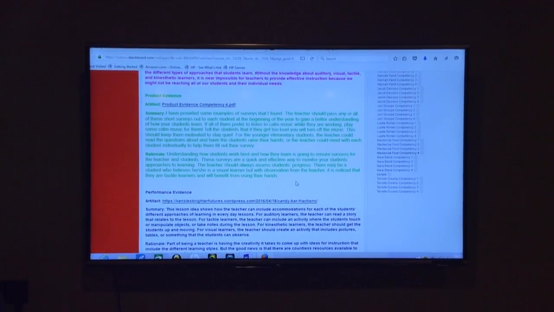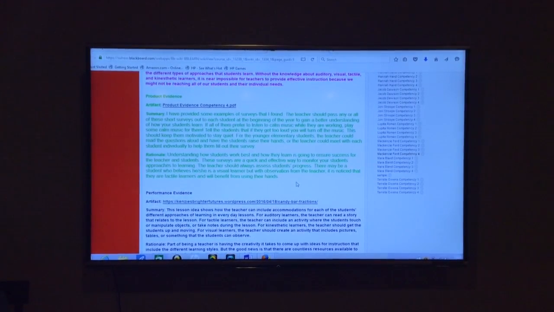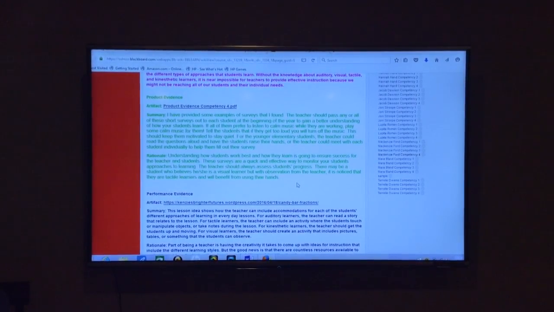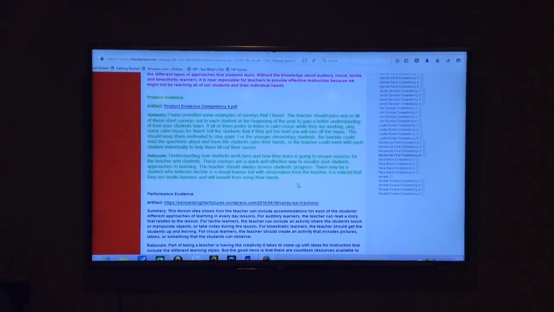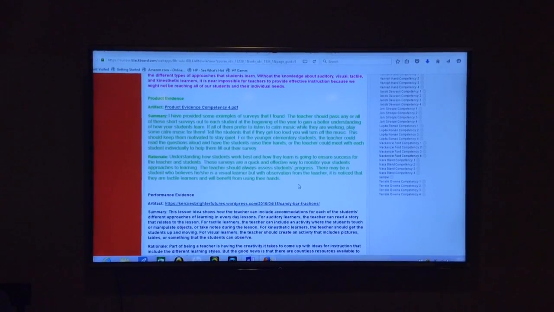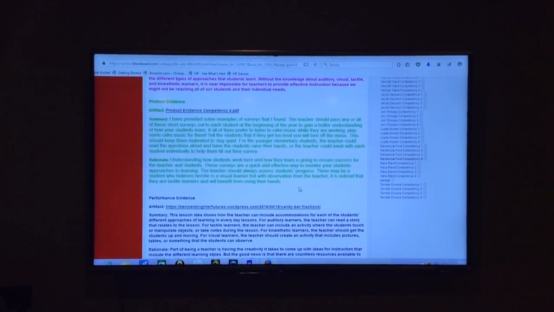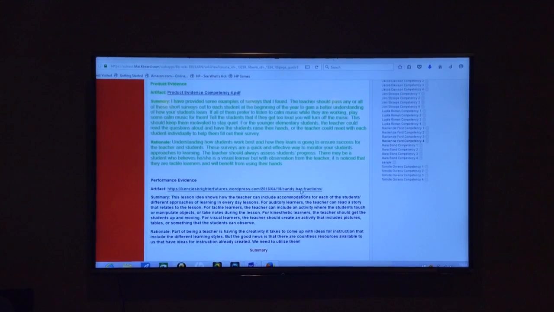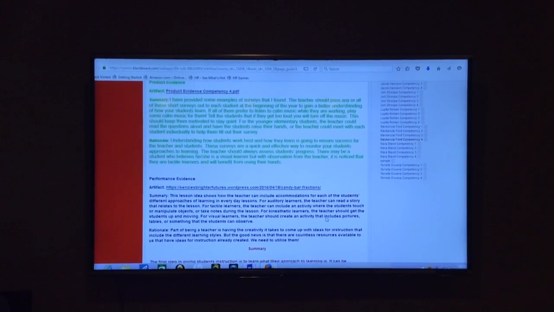So understanding how our students work best and how they learn is going to ensure success for the teacher and the students. And these surveys are quick and effective, and they can also be used to assess your students. So you might want to do them a few times throughout the year. Start at the beginning, see what the students think that their learning styles are like, and then they might end up changing, especially in the elementary years because they're still kind of learning about themselves. So it's a good assessment method as well.